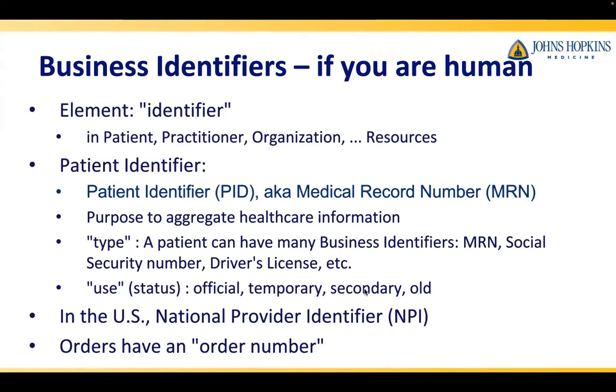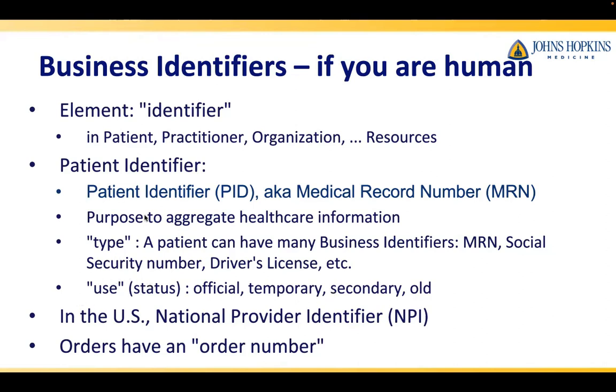It can also be secondary. For example, if one health system acquired another health system, and perhaps they chose to sunset one of the EHRs, you probably don't want to completely get rid of that patient's old medical record number from the other institution, but they don't want it to be primary. So they'll retain the number, but they'll label the use, the status of the identifier, as secondary, just in case they find paper records or something.